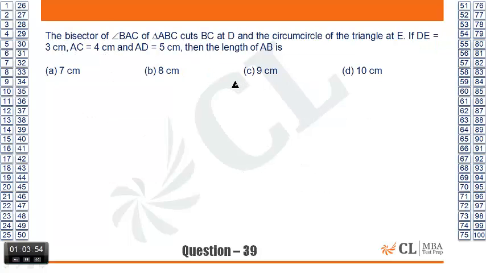The bisector of angle BAC of triangle ABC. Shall I do it? The bisector of BAC cuts BC at D, and the circumcircle of the triangle at another point. Please don't touch it, Gejo. You know your geometry skills.